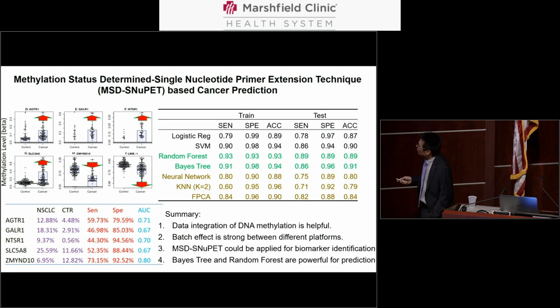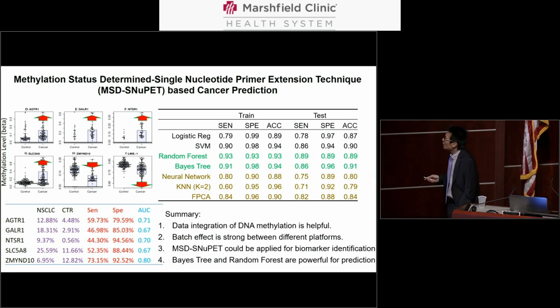So to summarize this project, we found data integration of the demethylation data is helpful to identify useful and solid biomarkers. And the batch effect must be removed before you can do any statistical analysis. And we proposed a new method to detect methylation for multiple loci at the same time. And in this project, we found 2 methods quite powerful for the prediction. Very interesting. These 4 methods are what I used in my manuscript.